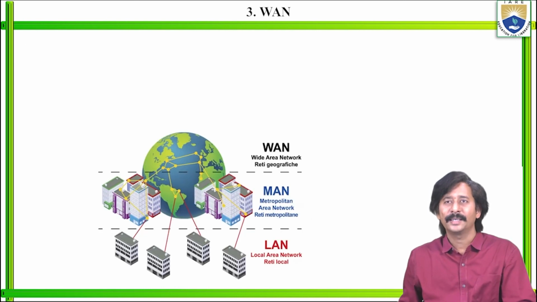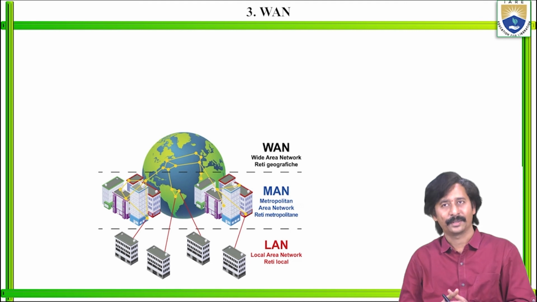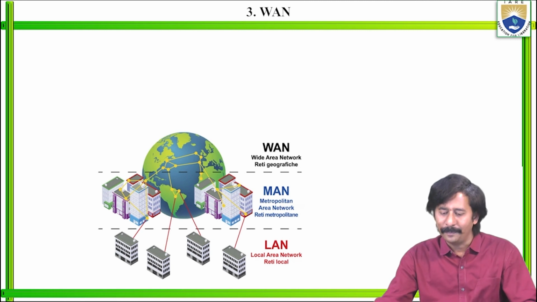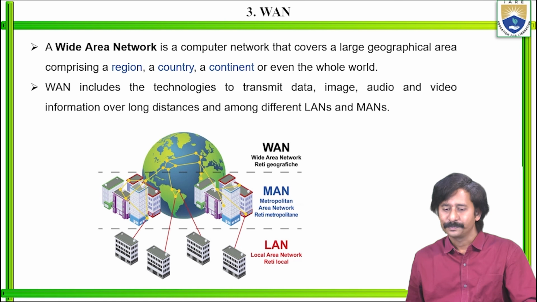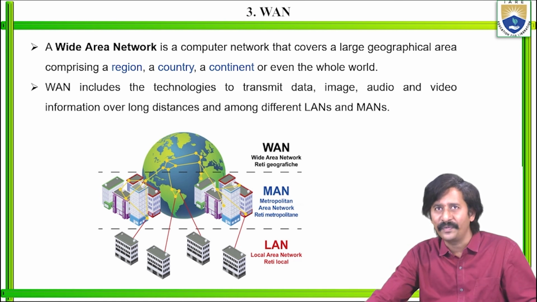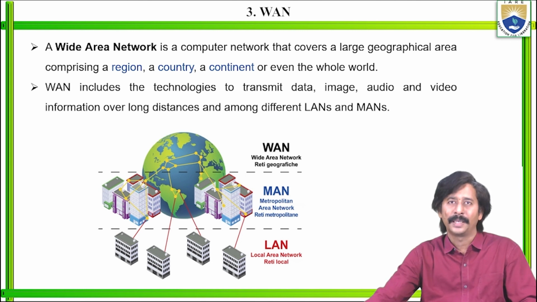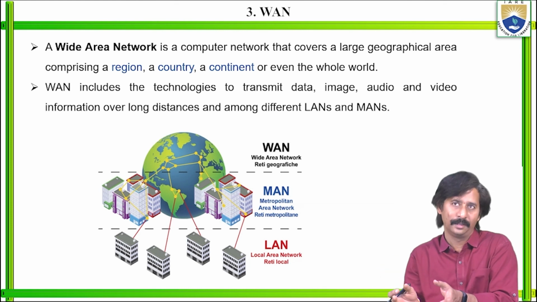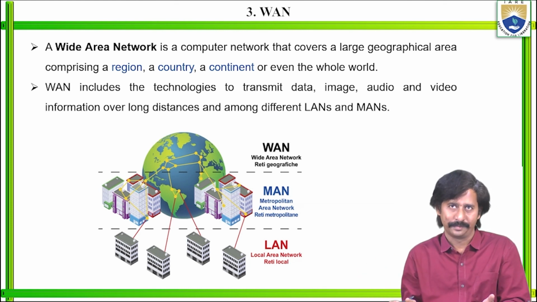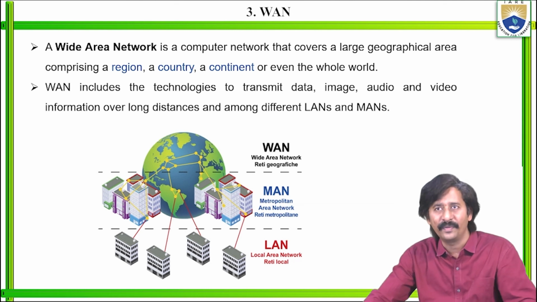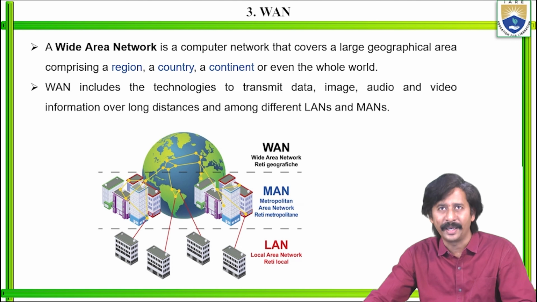Then the third category, WAN, wide area network. Nowadays we use WAN for various applications. A wide area network is a computer network that covers a large geographical area. That means within India, or within the US, or within the Asian continent, or nowadays even the whole world, may be communicated with with the help of the internet. That is a wide area network.